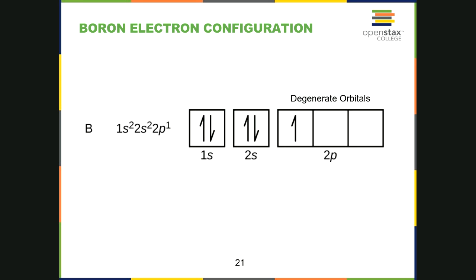So if it's boron, you now have atomic number 5, 5 electrons. 2 of those are in the 1s, 2 of those are in the 2s, and 1 of them is in the 2p. If you're drawing an orbital diagram like you have on the right-hand side of the slide, it really doesn't matter which box you put the electron in. They're all the same. They're all degenerate. They all have the same energy. So you could put it in any of them. It wouldn't matter.